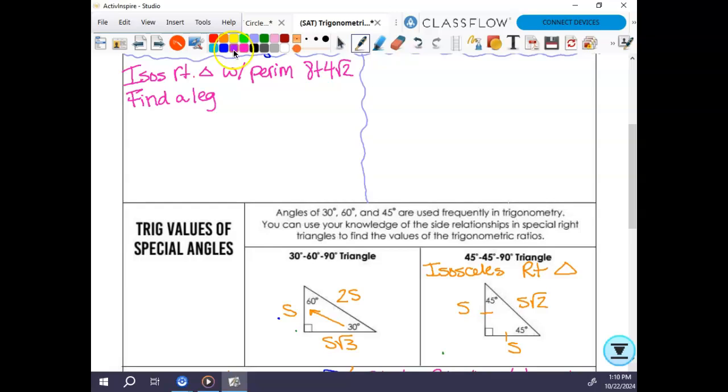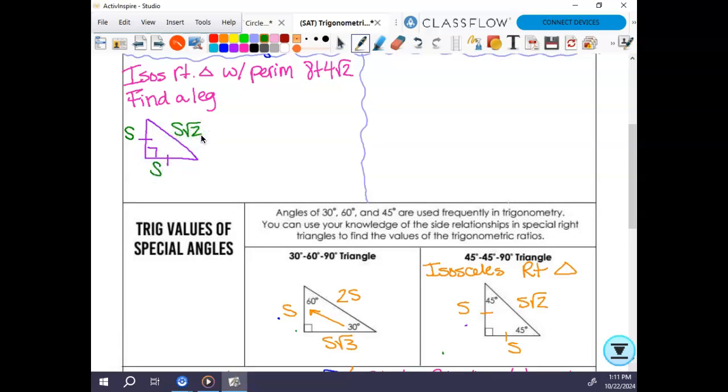So I'm going to draw my triangle. I know it's a right triangle, and it's isosceles. Even if it doesn't look to scale, once you mark that they're congruent, they're congruent. I have the perimeter, but I'm trying to find the length of the leg. So I'm going to take my pattern that I can label on here and do that. This is going to be S times the square root of 2.